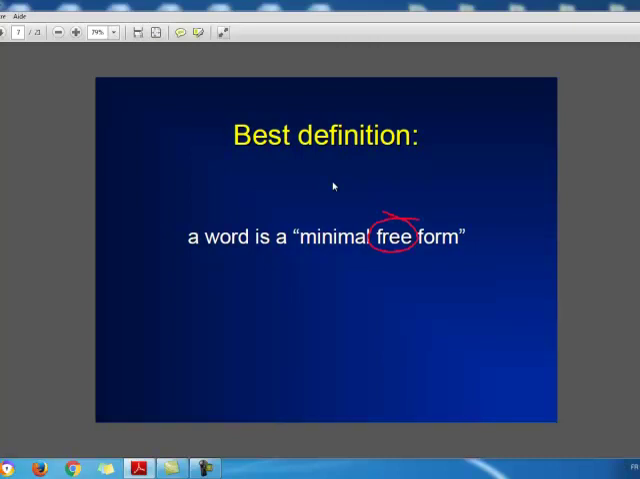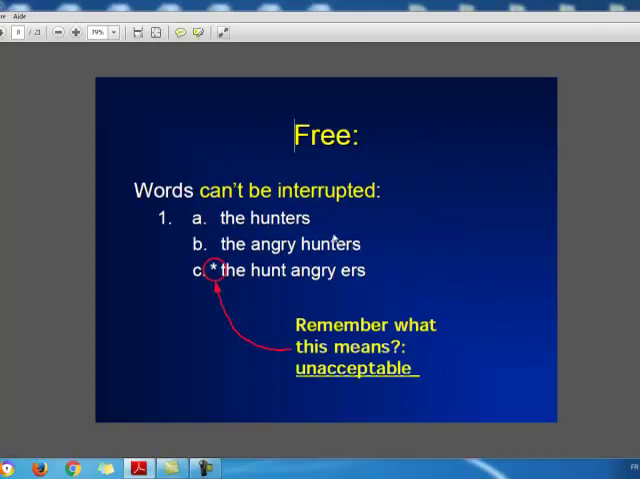Now the best way, or if you like the best definition, is to say that a word is a minimal free form. Minimal means there is nothing below it, nothing smaller than it, but it is free. This is the most important bit, free. This notion of free here should be explained further. Let us have a look at these examples. Words can't be interrupted. What do you mean by interrupted?